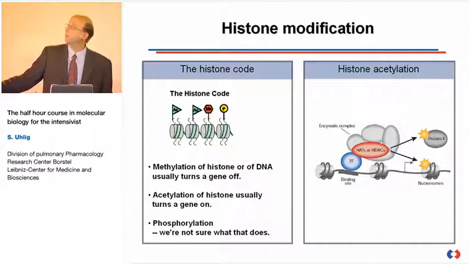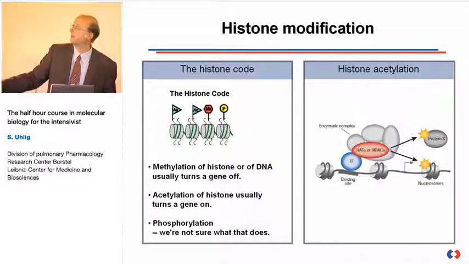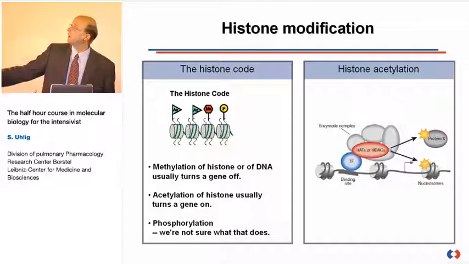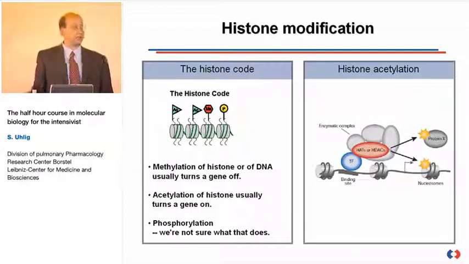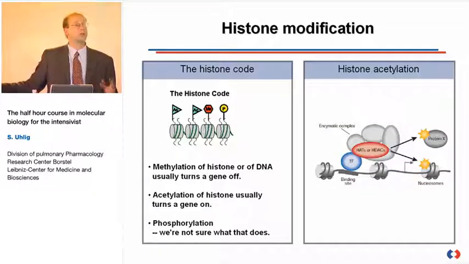Okay? And acetylation of those histone moieties usually turns a gene on. And this has to do with the charges. You eliminate some charges, and then this part of the DNA can unfold. Yeah? And here you see an example. This is a transcription factor. And if, for instance, NF-kappa B goes to the nucleus, it binds to its recognition site.